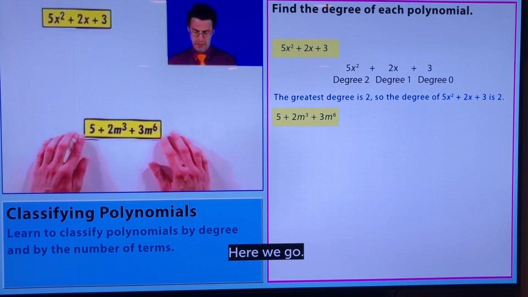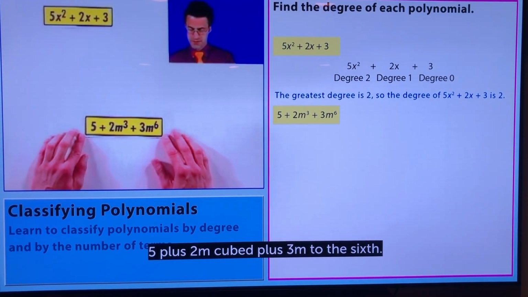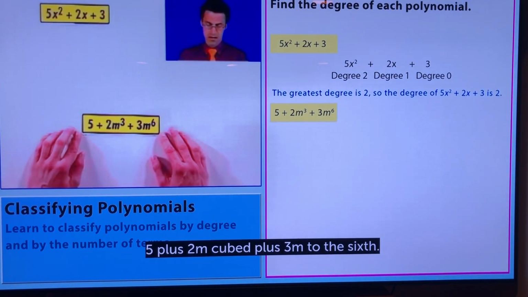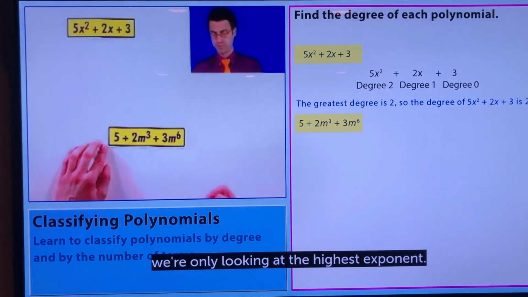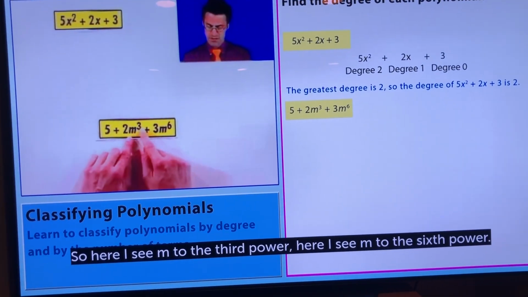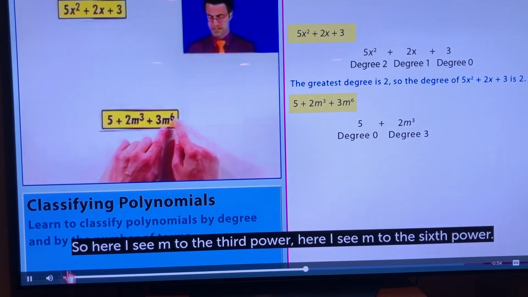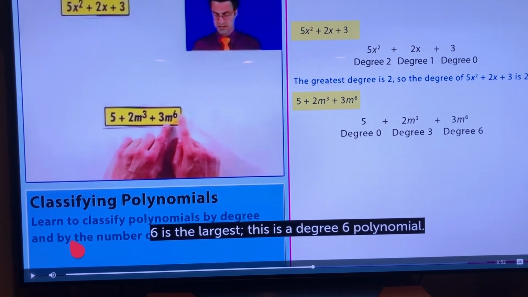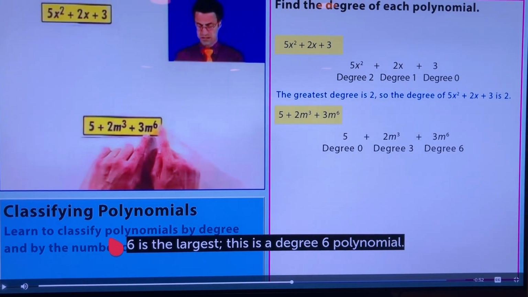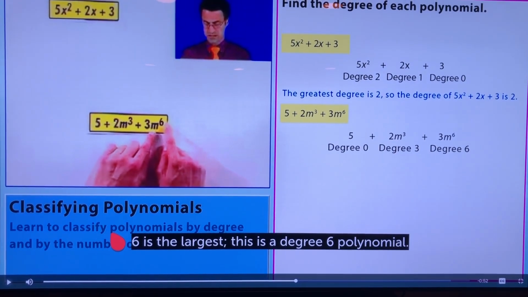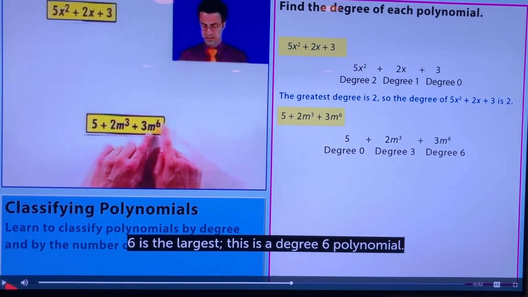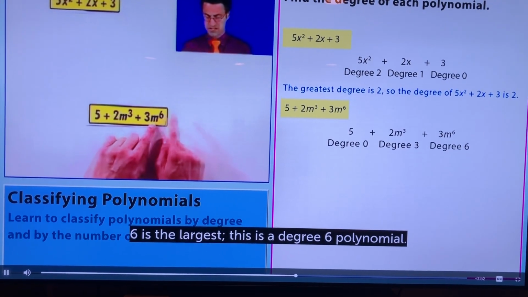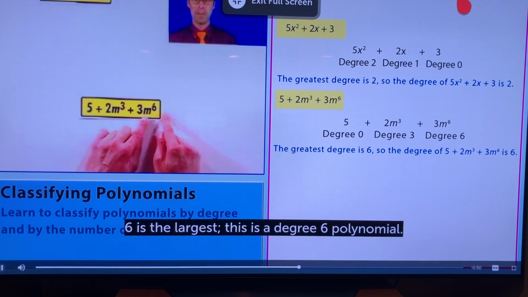Here we go. 5 plus 2m cubed plus 3m to the 6th. We don't care about the coefficients. We're only looking at the highest exponent. So here I see m to the 3rd power. Here I see m to the 6th power. So what do you think? 6 is the largest, right? So the degree would be 6. This is a degree 6 polynomial.